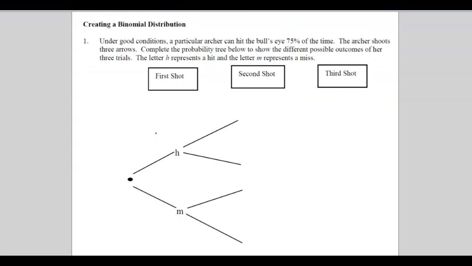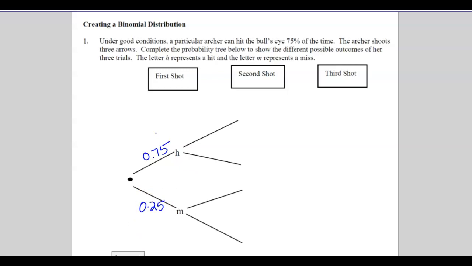Under good conditions, a particular archer can hit the bullseye 75% of the time. The archer shoots 3 arrows. Complete the probability tree below to show the different possible outcomes of her 3 trials. The letter H represents a hit and the letter M represents a miss. The probability that she hits the bullseye is 75%. I'm going to use decimal form, but you could use percent. When we put it into a calculation, we're going to convert it back to decimal or fraction.